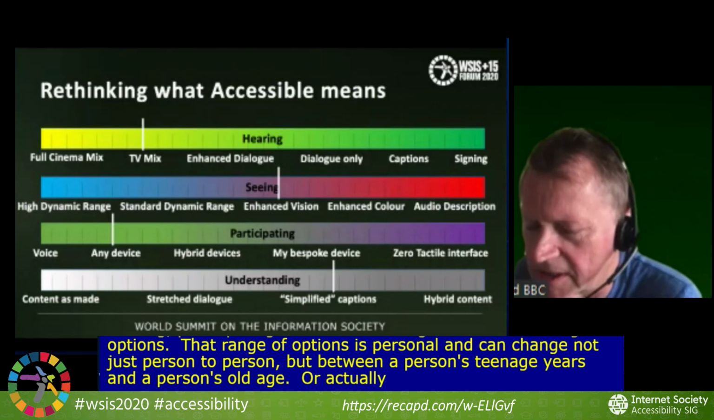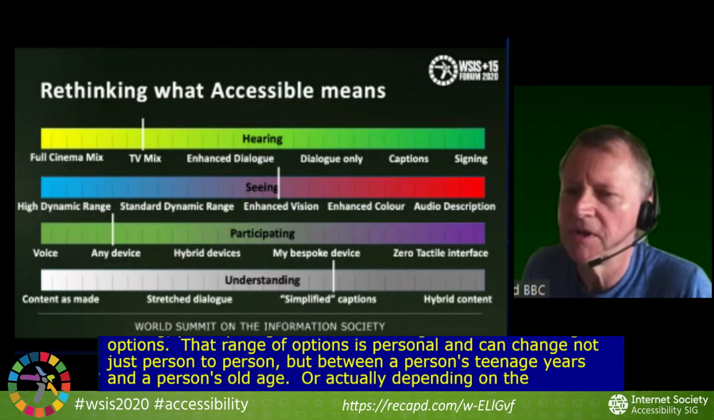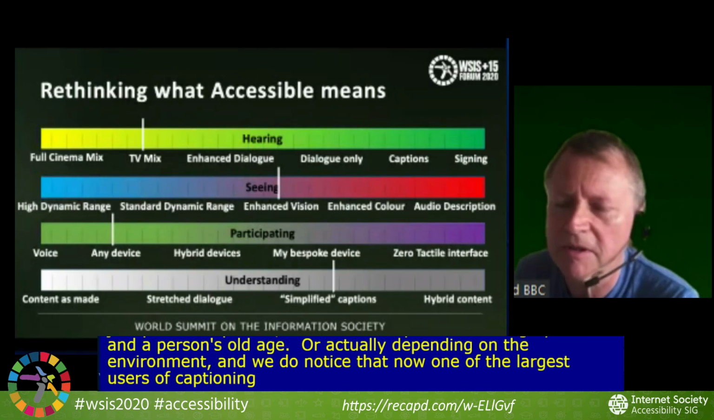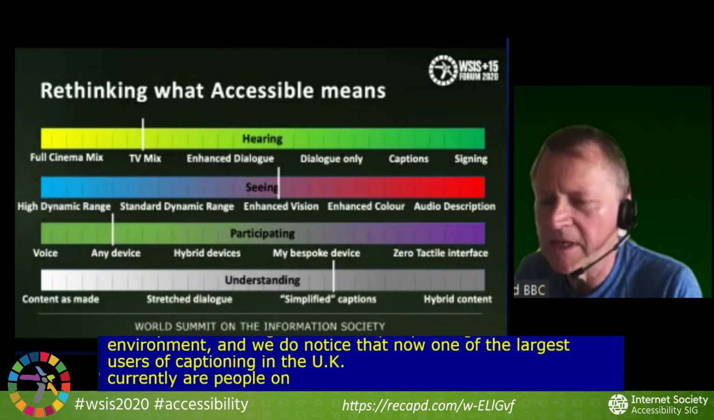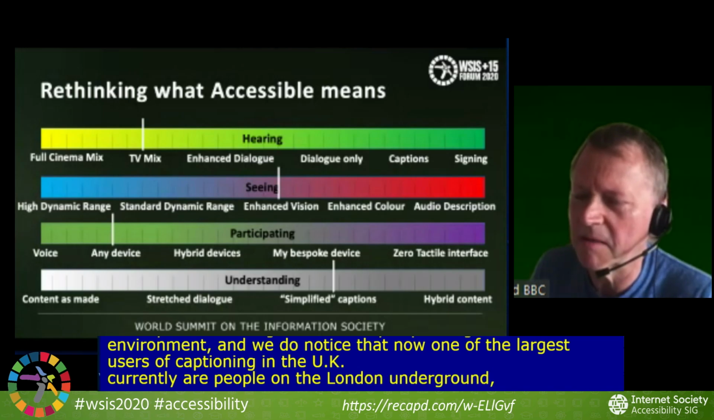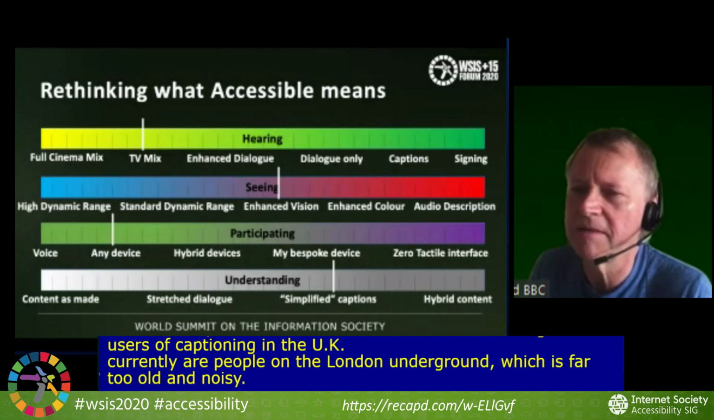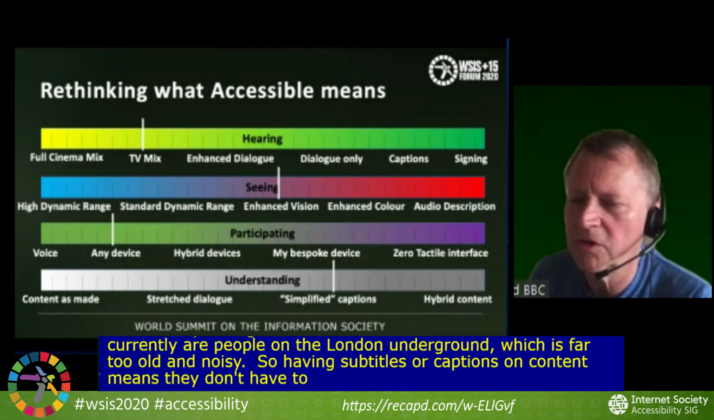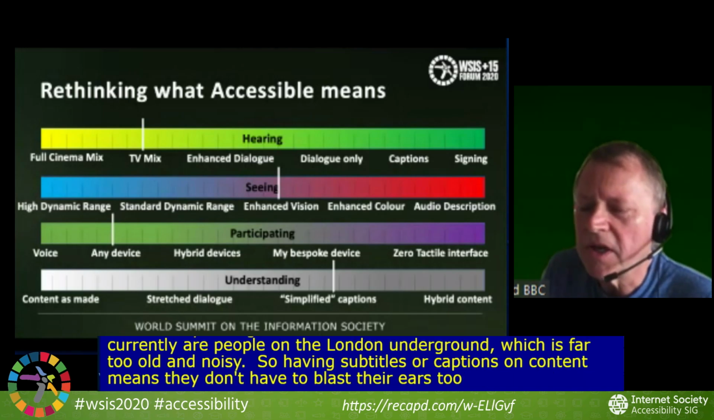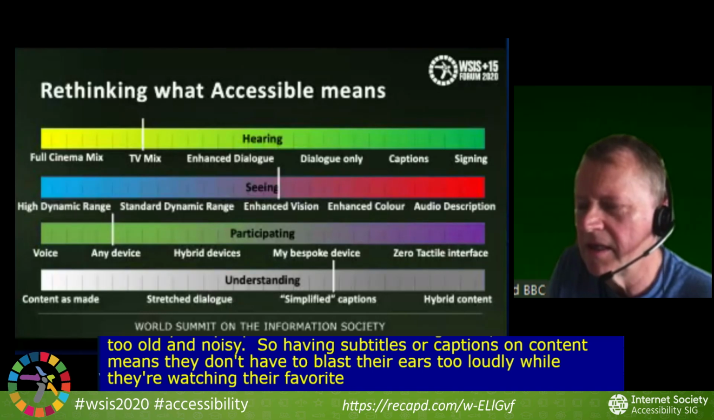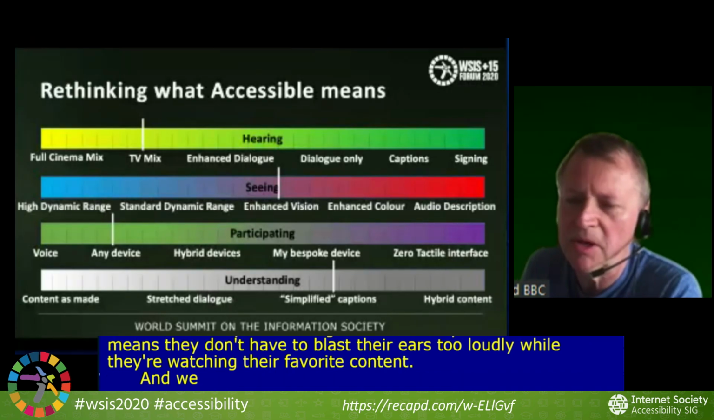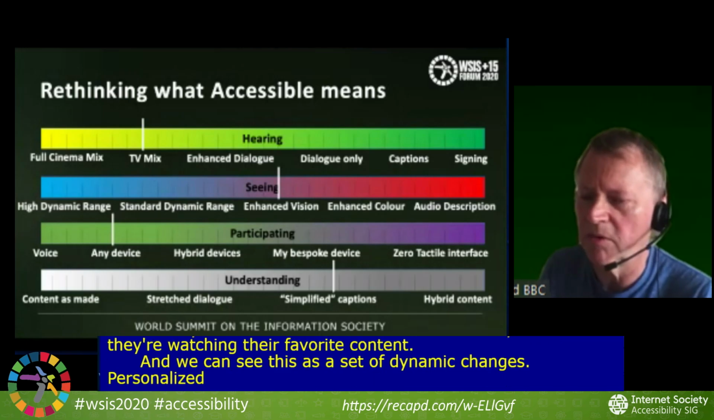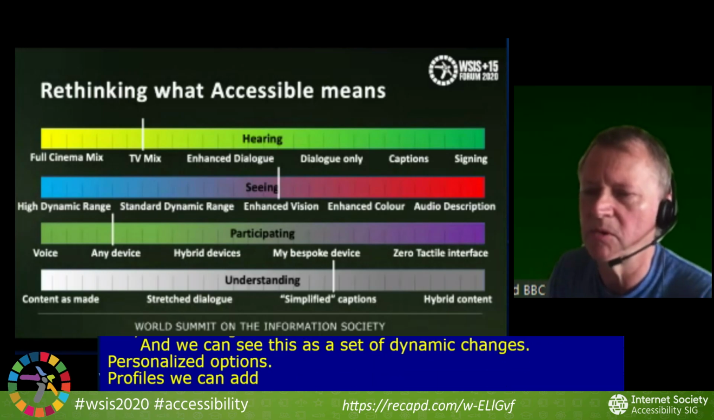And we do notice that now one of the largest users of captioning in the UK currently are people on the London Underground, which is far too noisy, old and noisy. So having subtitles or captions on content means they don't have to blast their ears too loudly while they're watching their favorite content. And we can see this as a set of dynamic changes, personalized options, profiles that we can add to various outputs to make them easier and more accessible.